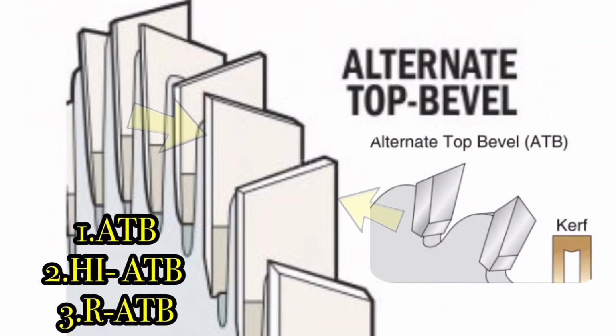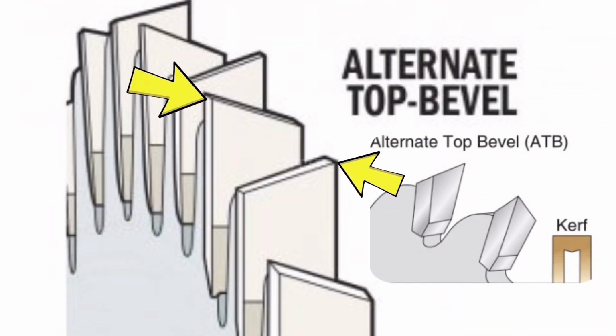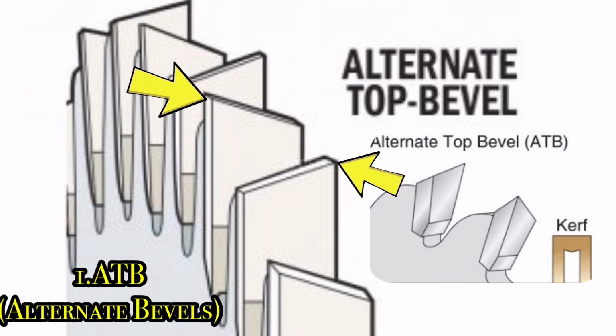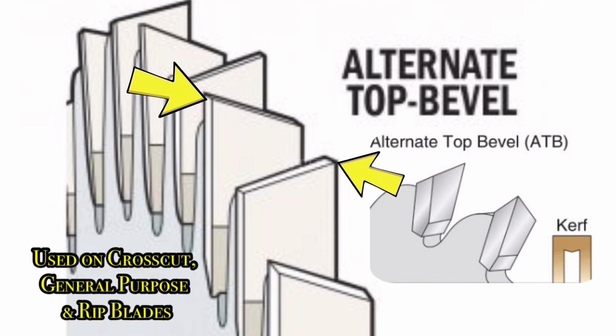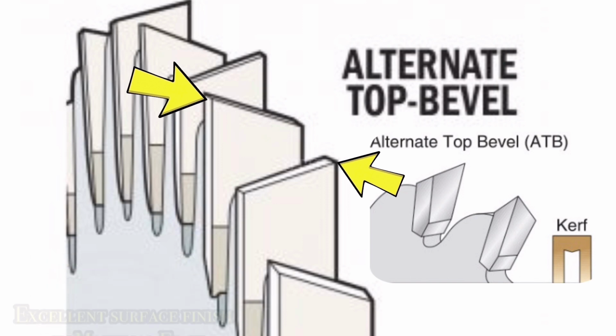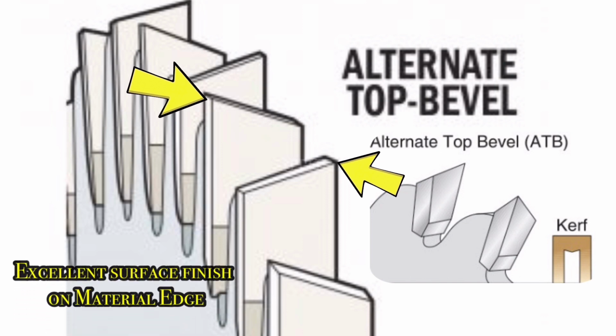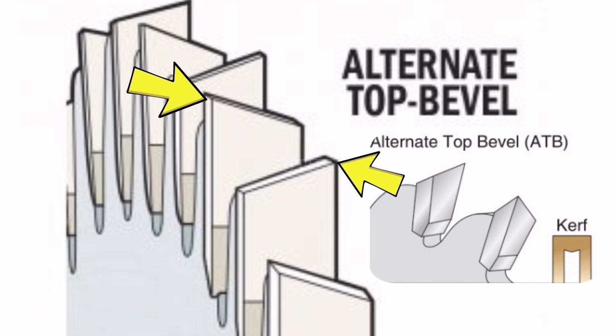For the alternate top bevel or ATB, you can see that the top isn't necessarily flat, but rather it is slopey and sharp and alternates to the left or to the right. Its teeth cut like knives, in effect scoring the wood to minimize tear out. And as you can see, the bevel angle varies. Increasing the bevel angle improves cut quality, but the durability reduces significantly. Your mundane ATB teeth are used on cross-cut, general purpose and some rip blades.